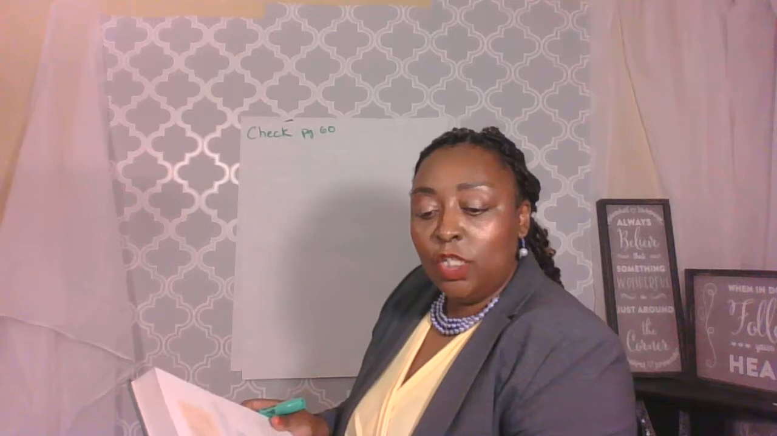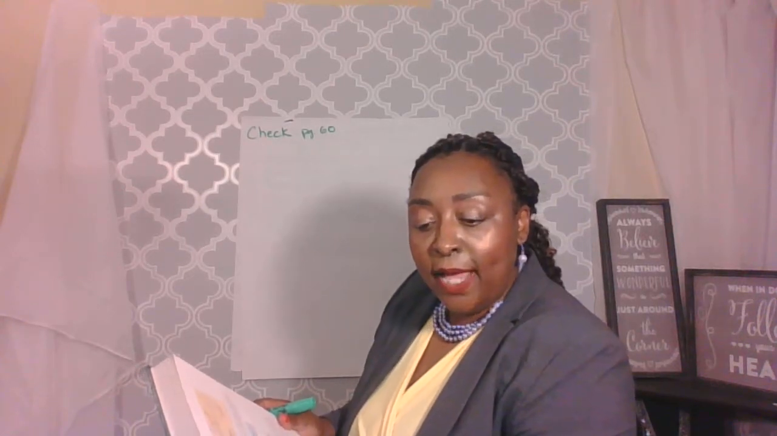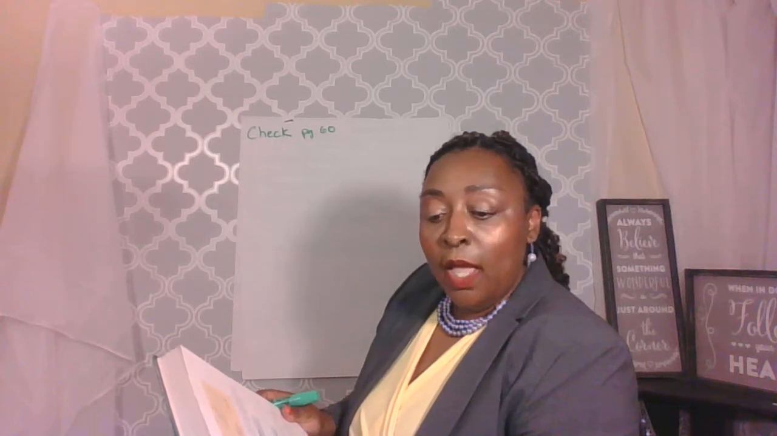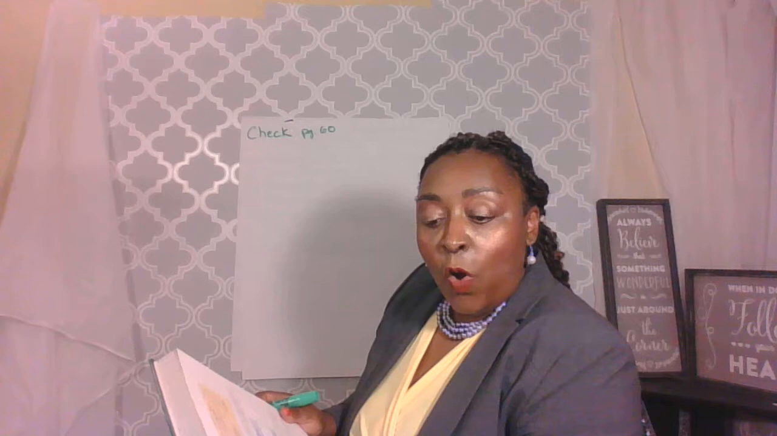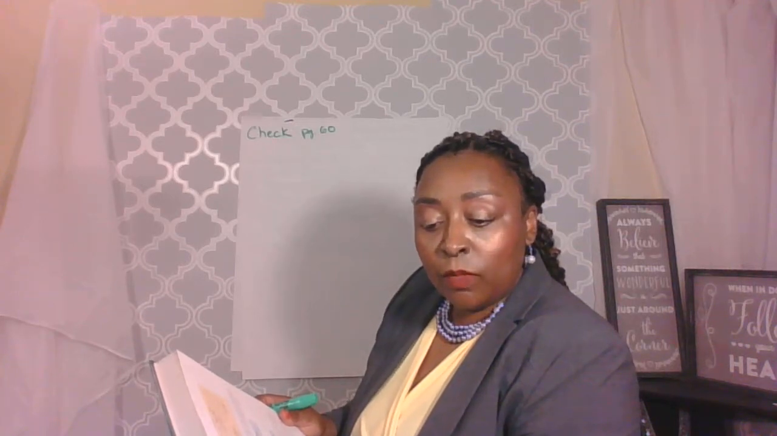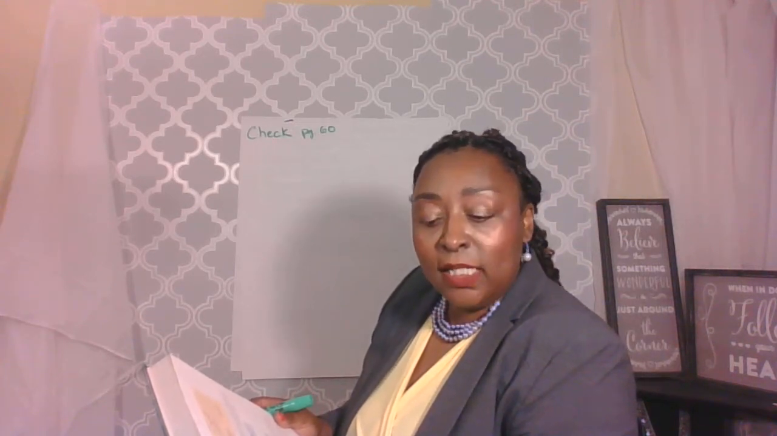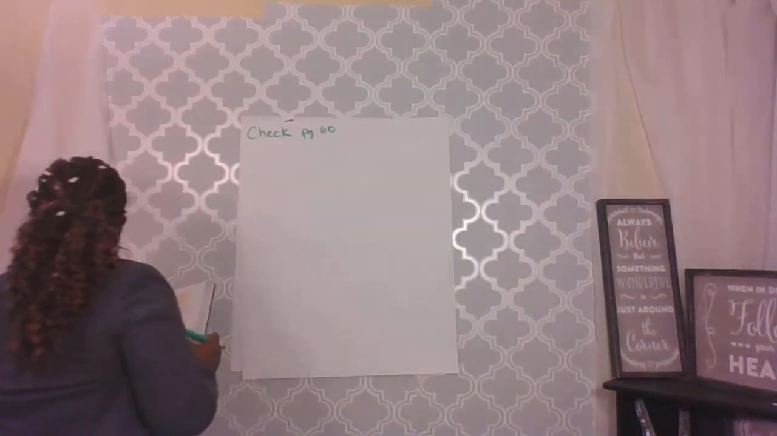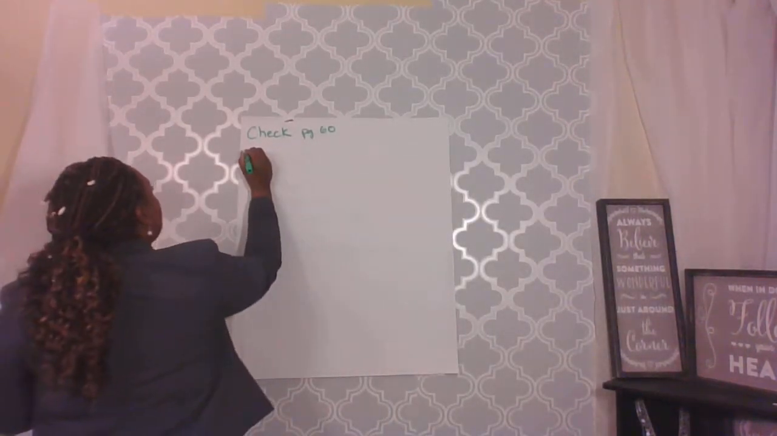So if I look at this check stub, it says it's document number 1. It was written for $165 on January the 2nd to Eastside Supplies for supplies. So this transaction could be written like this.